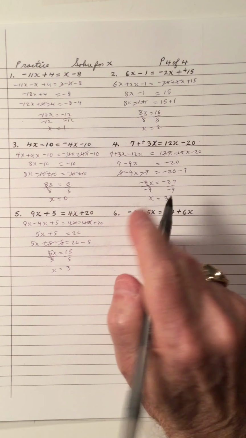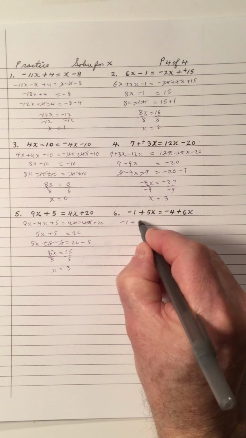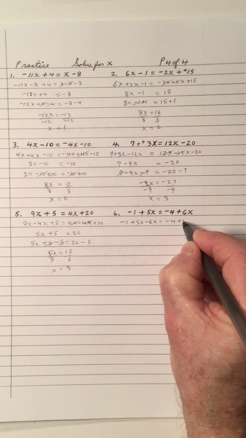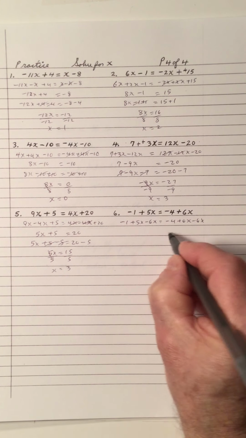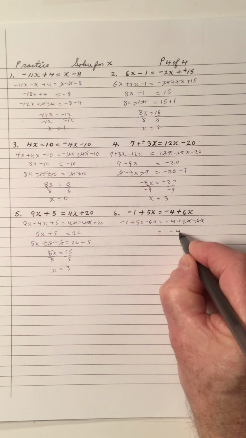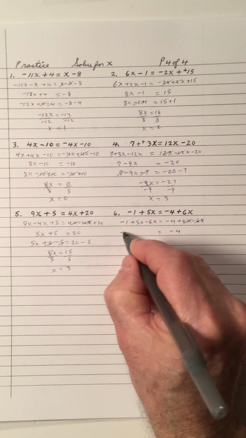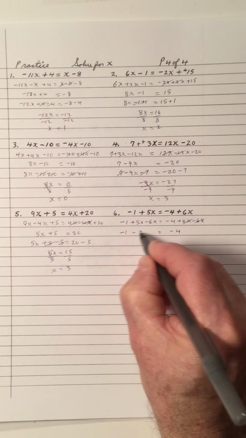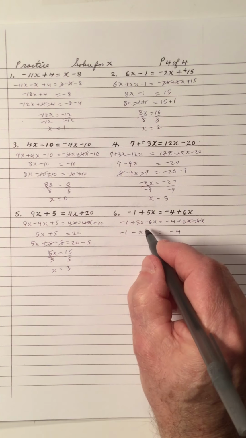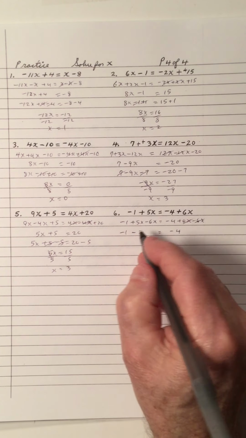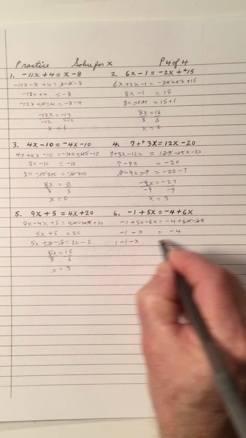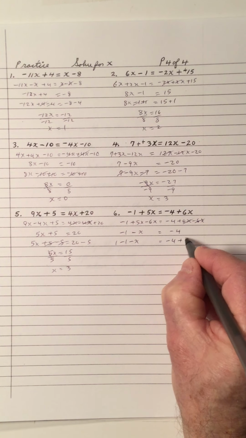Number 6, that's a 6 here, so I've got to move the 6x to the left side, so negative 1 plus 5x minus 6x equals negative 4 plus 6x minus 6x, and they cancel to give me 0, so the right side is negative 4, and that's a negative 1 minus 1x, or minus x. And the negative 1 has to move over to the right side, so we'll add 1 to both sides.